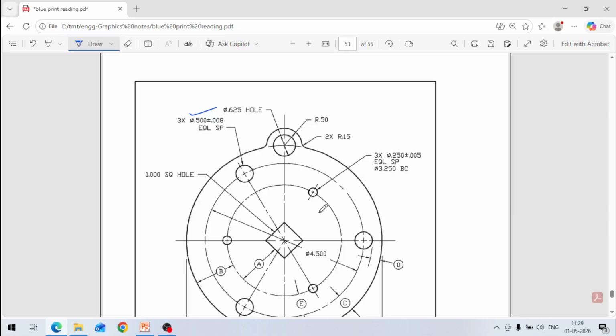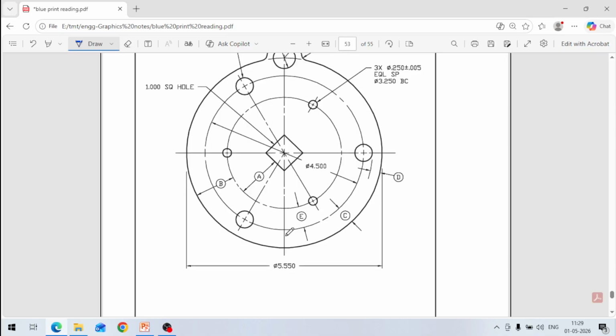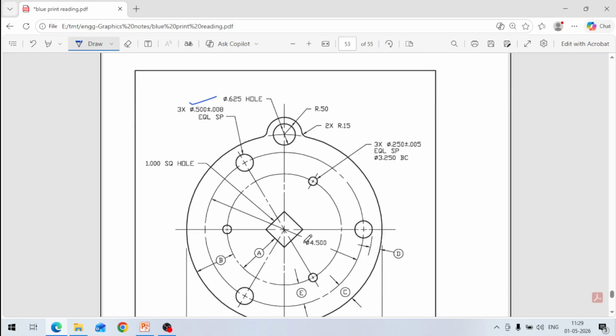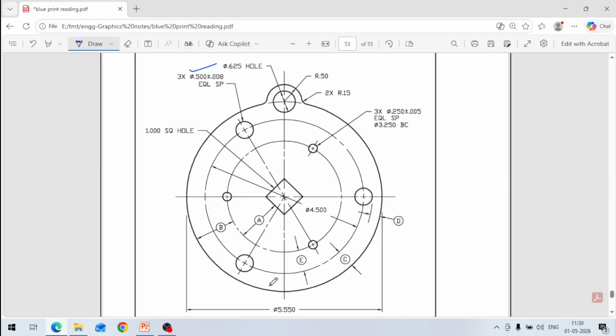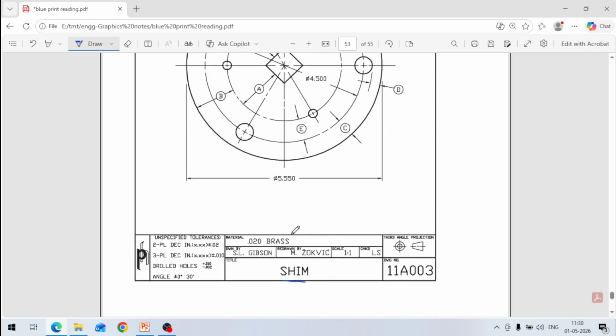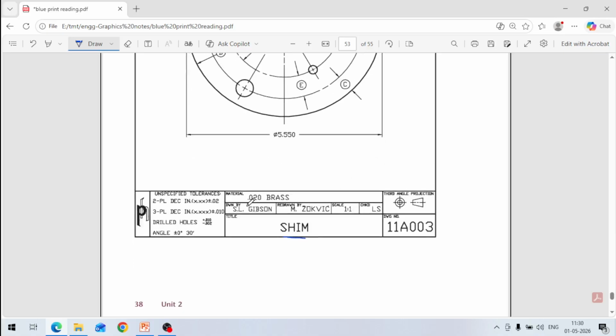This is a SHIM. If you see in this drawing how the dimensions are given and how the tolerance is given, we can study all these things. All the dimensions are given in inches. First thing is, all the dimensions are in inches. This is a title block. In this title block, the material is given here: brass, and 0.02 inch. This is the thickness of the SHIM. Thickness of the SHIM is 0.02 inch.